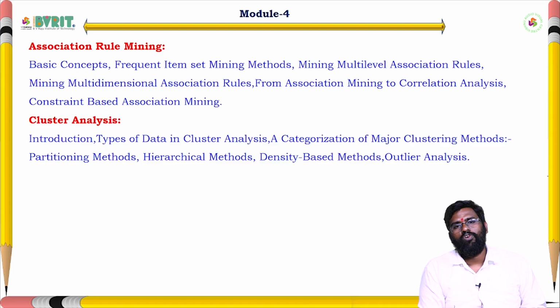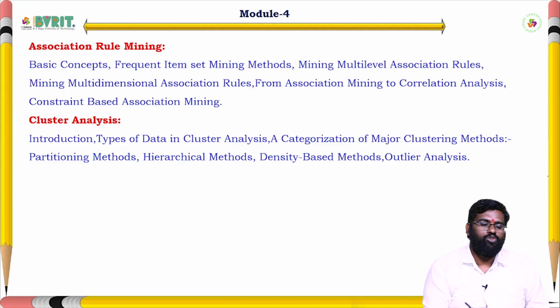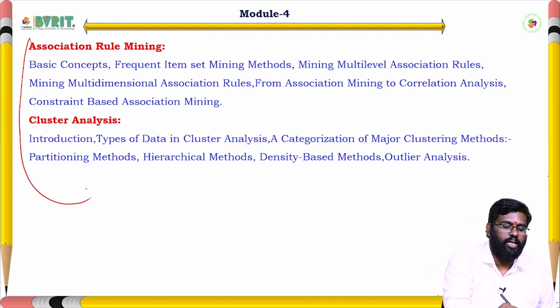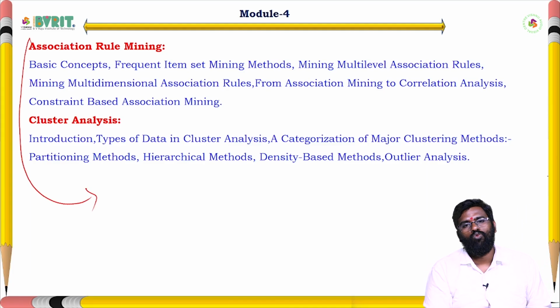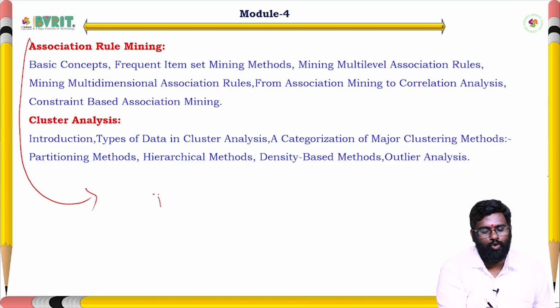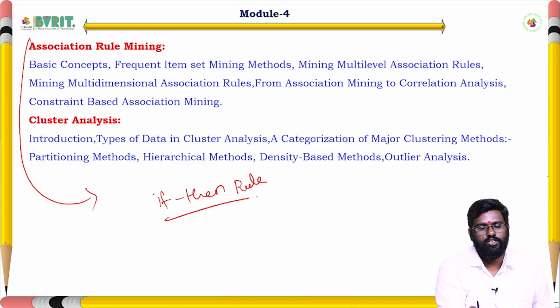In module 4, we have two parts. The first one is association rule mining, and the second one is cluster analysis. Coming to the first one, association rule mining: we have an if-then rule, and that is called an association rule. If-then rule means, for example, if the antecedent occurs, the subsequent value will occur.